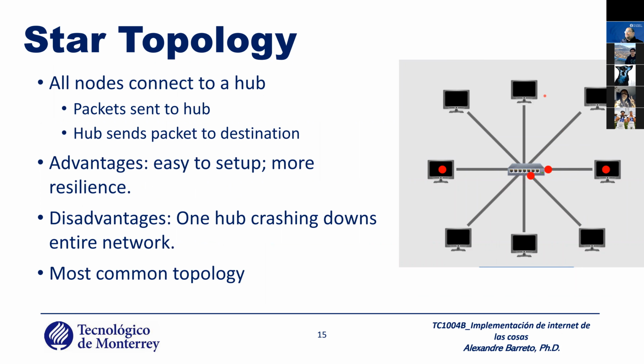To solve this problem, the star topology was developed. In the star topology, you have a central point where all nodes send their data, okay? You send the data to the central point, and this central point redirects the data to the destination. The advantage is more resilience, because if you lose this connection here, you don't lose the network, you lose only this part of the network. The problem is when the hub crashes, you lose the network. Okay, it's the most common topology. You have three different types of implementation of the star topology. I will explain later how to do it.